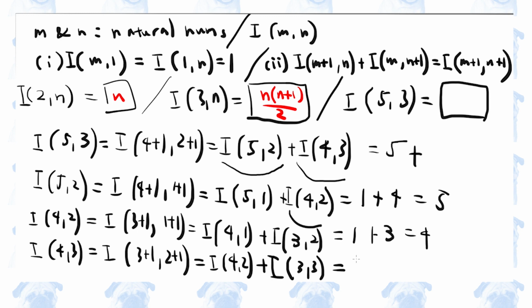And what is 4, 3? 4, 2 is 4. And what is 3, 3? When n is 3, 3 times 4, 12, divided by 2, 6. So 5, 3 is 5 plus 10, which is 15. And this is the answer.